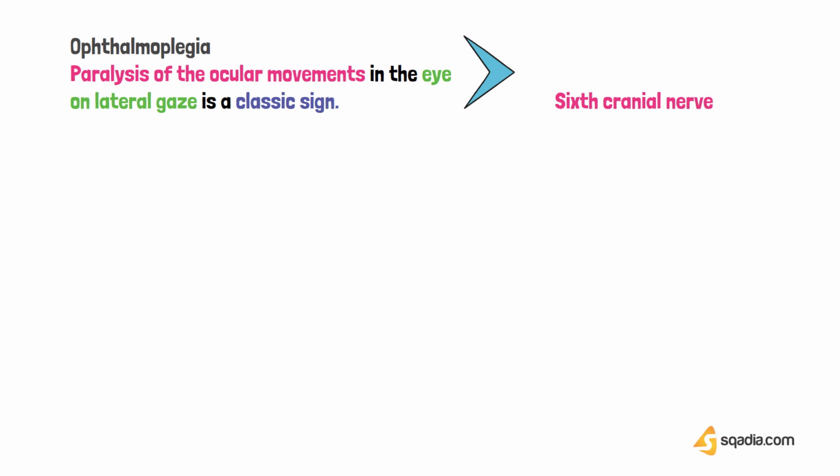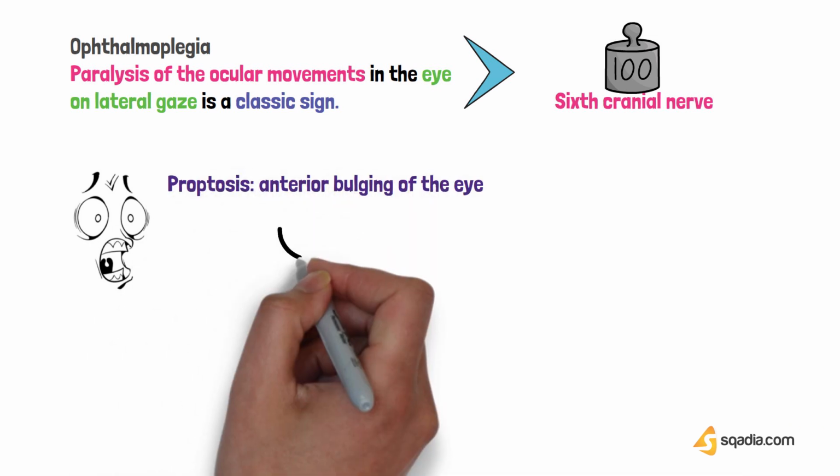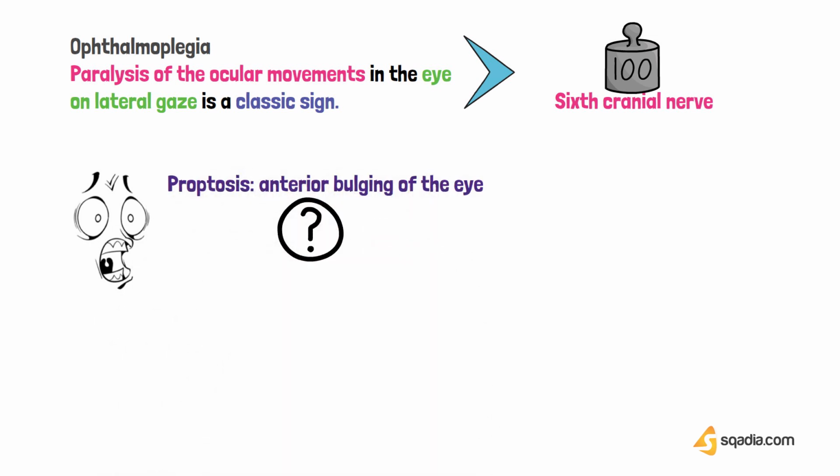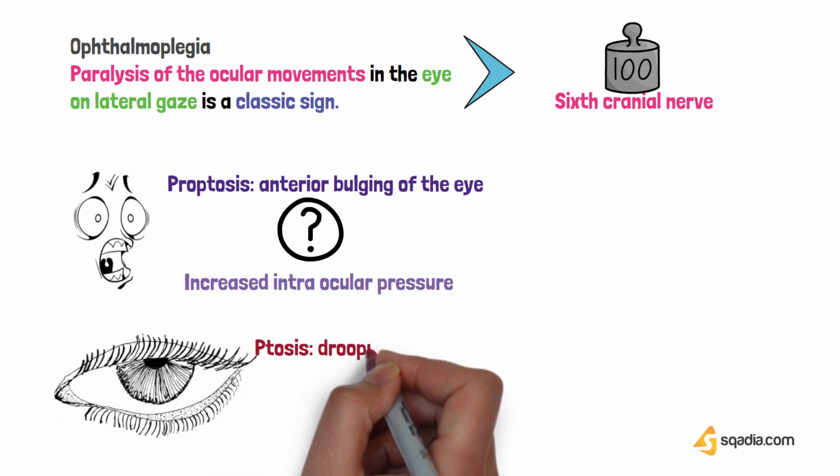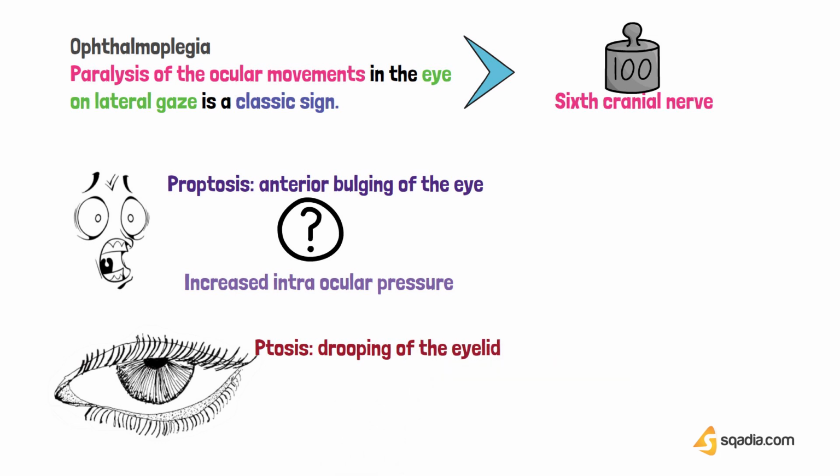This occurs because there is an increased pressure on the sixth cranial nerve. We may also see proptosis, anterior bulging of the eye. This is due to an increased intraocular pressure. Some patients may also go through ptosis. This is the drooping of the eyelid, and this occurs due to an increased pressure on the oculomotor nerve.